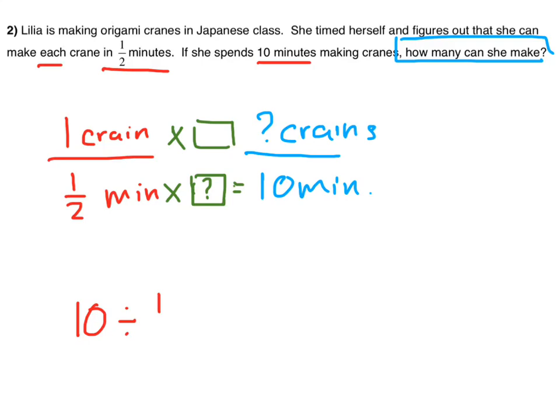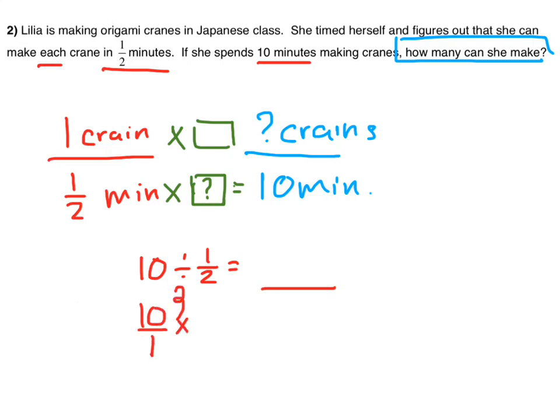I'm going to run out of room again. Give myself some more space. I have 10 minutes, and I want to break them into groups of 1/2 to see how many half minutes, right? How many little sections of time do I have to make those cranes? And that will tell me how many cranes I can make. So let's write this as 10 over 1. Let's flip this over. It becomes 2 over 1. Those little flip symbols are getting in the way. So we stay, flip.